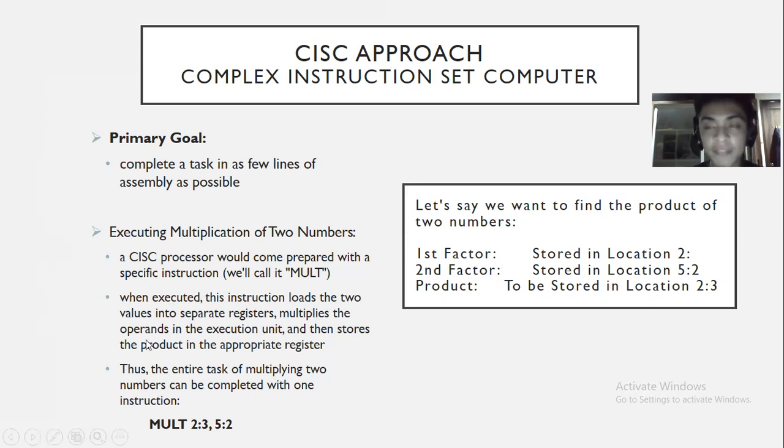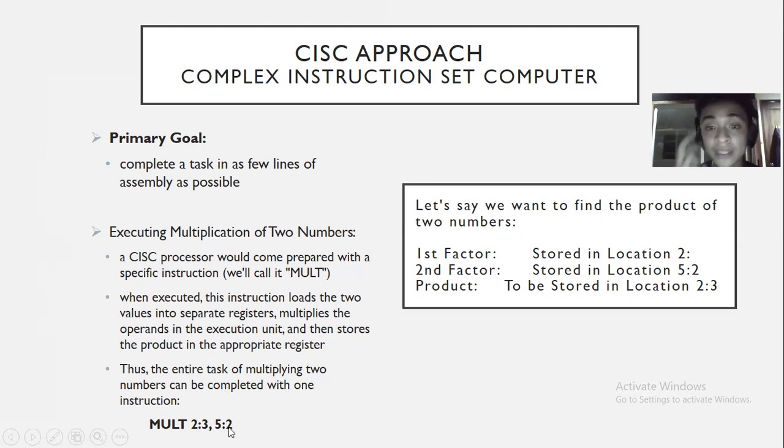Before I explain this, let's finish this first. Thus, the entire task of multiplying two numbers can be completed with one instruction, mult 23 52. So what does this mean? In just one line of instruction, mult 23 52, mult is the operator. We multiply the data in cell 23 and in cell 52.